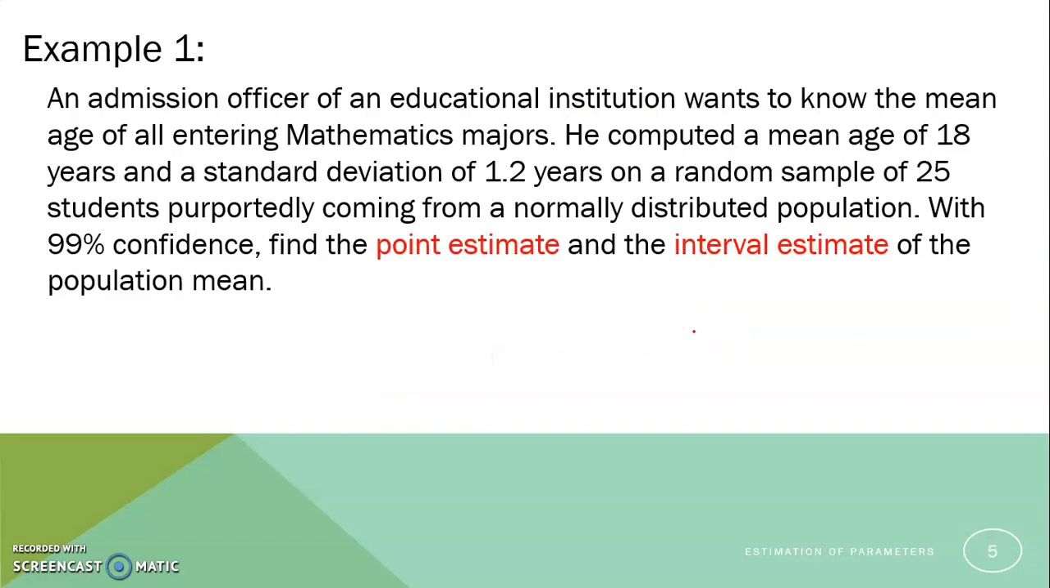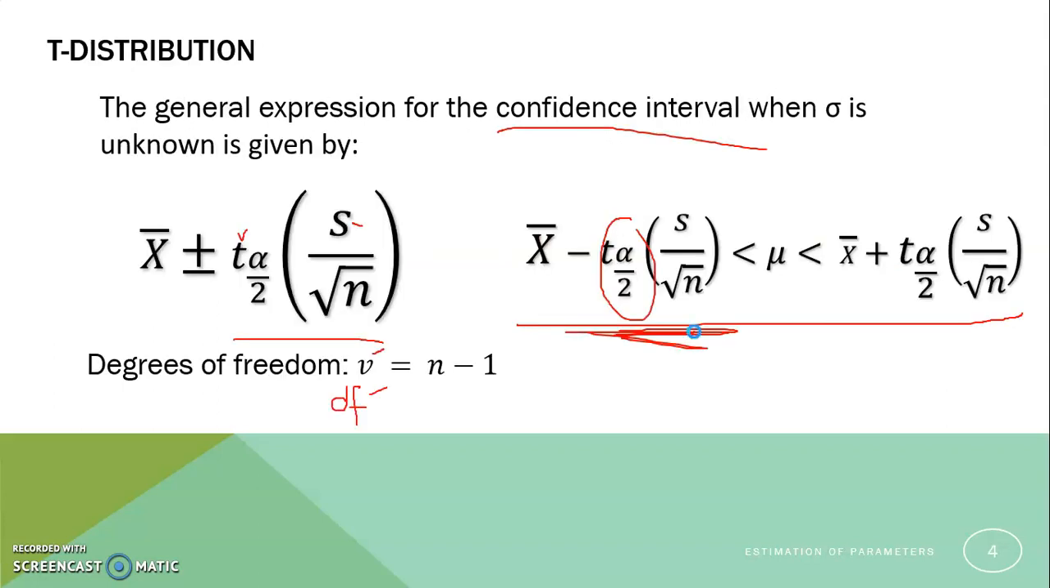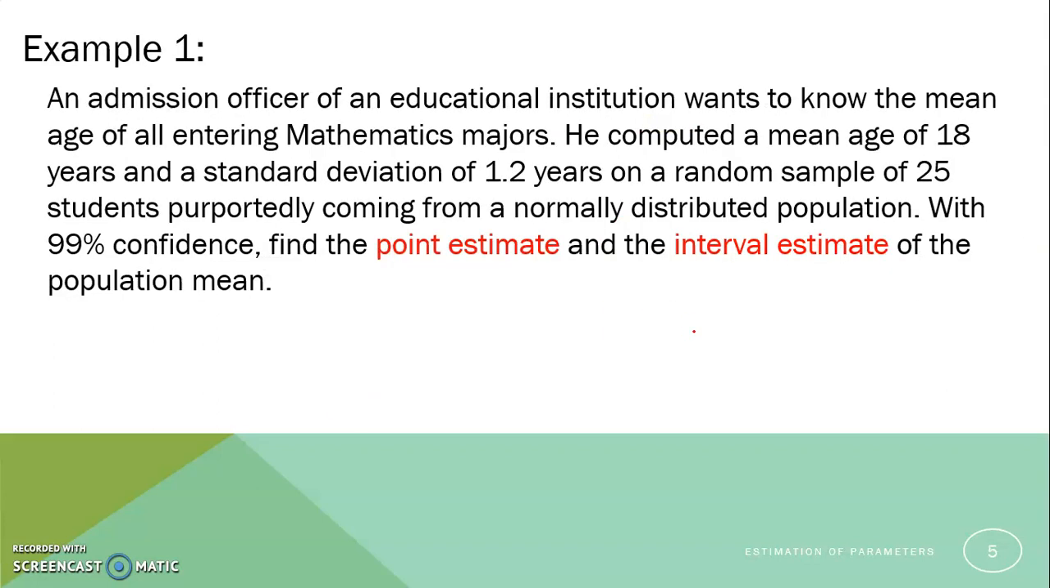Okay, so let's have an example. Okay, an admission officer of an educational institution wants to know the mean age of all entering mathematics majors. He computed a mean age of 18 years and a standard deviation of 1.2 years on a random sample of 25 students purportedly coming from a normally distributed population. With 99% confidence, find the point estimate and the interval estimate of the population mean.